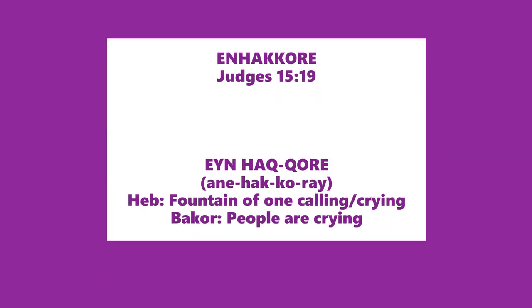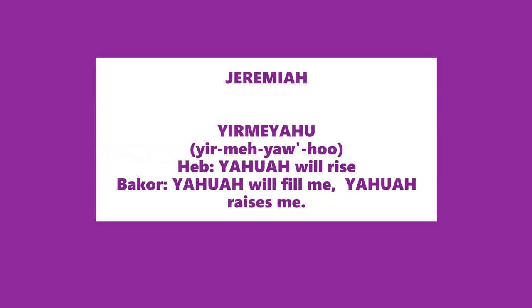Then we have anehokore. People are crying. That's in Bako. In Hebrew, it says fountain of one crying. That means plenty cries. People are crying. Anehokore, that's people are crying. That's pure Bako. Of course, in English, what you have is different. En hakore, that's what you have. Judges 15, verse 19.